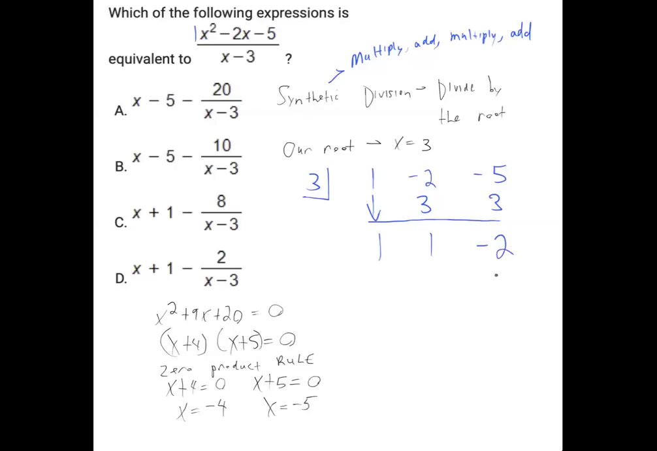So when you're doing this, the very last number you get, that's your remainder. The next number is your constant at the end. The next number is your x. And if there was another number, that would be the coefficient in front of x squared and x cubed and so on. So we have 1x plus 1 with a remainder of -2. Now, if you remember from when you learned long division in middle school, the remainder goes above the denominator.